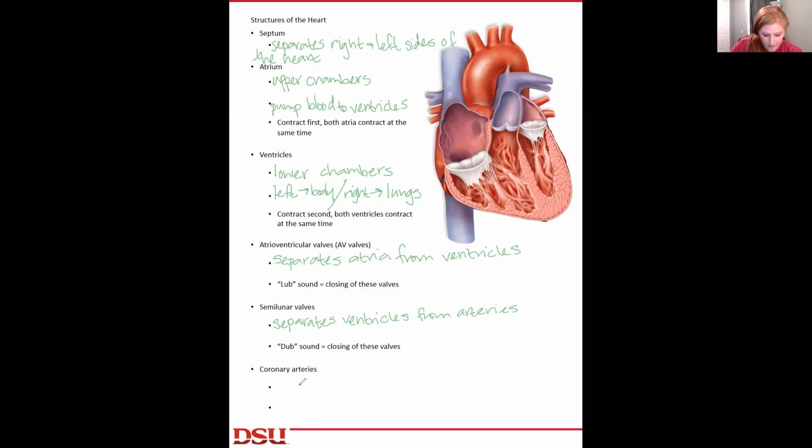Okay, coronary arteries. These are going to supply blood to the heart, so the heart will have nutrients and oxygen. They're narrow for arteries, and if they become clogged, this is what causes a heart attack.